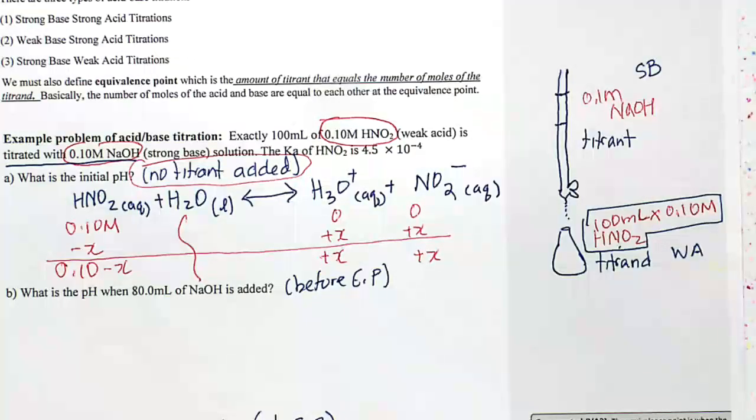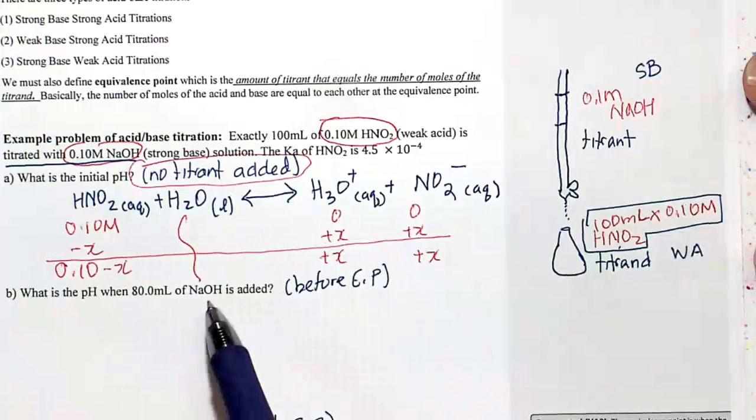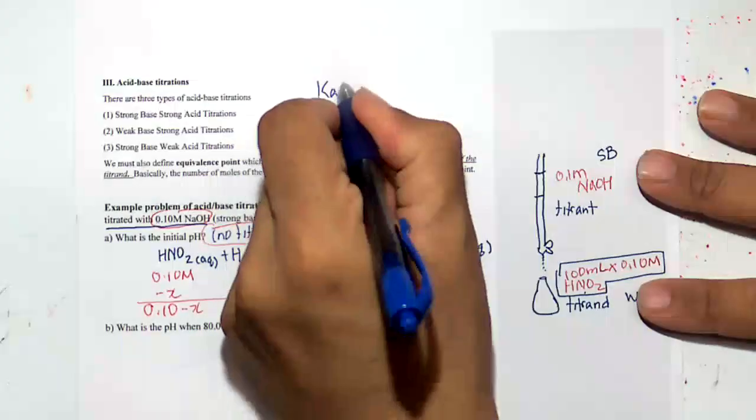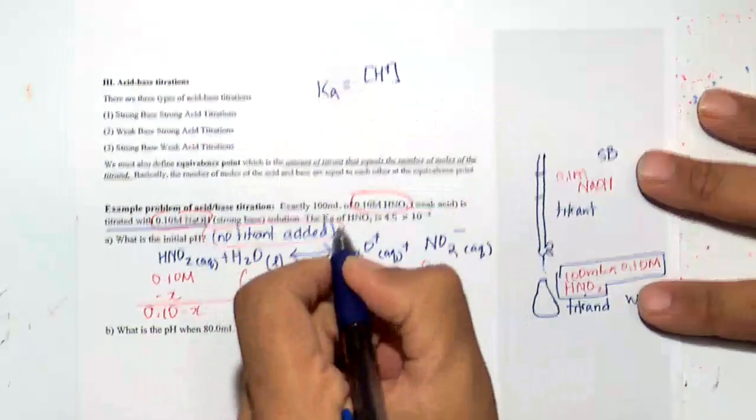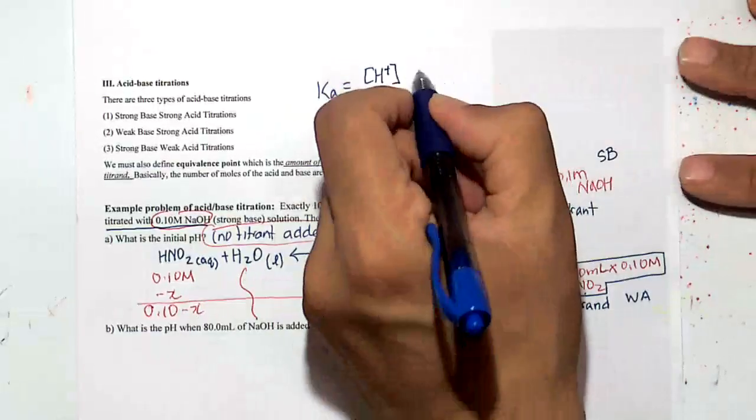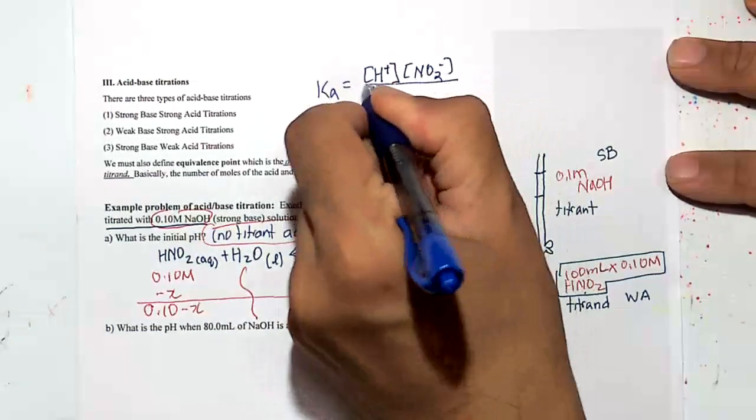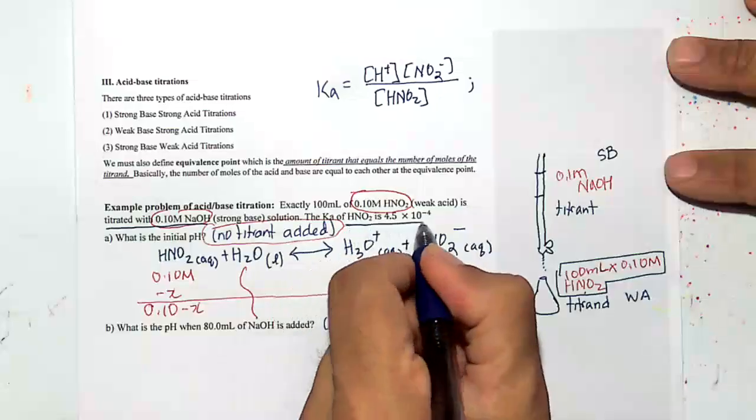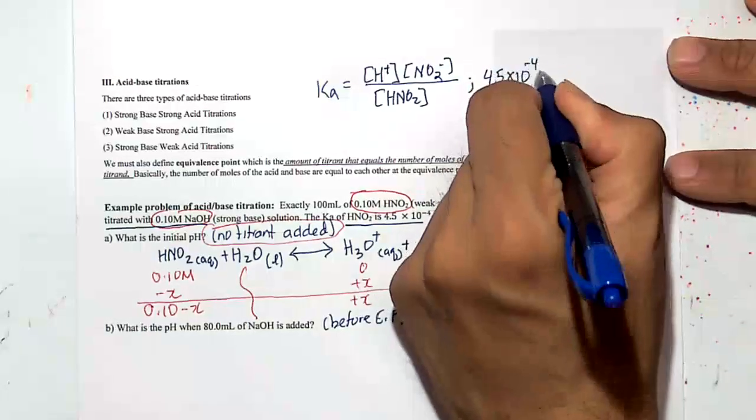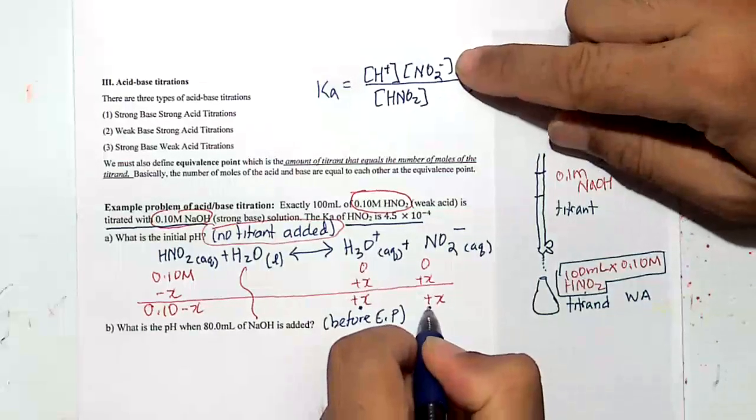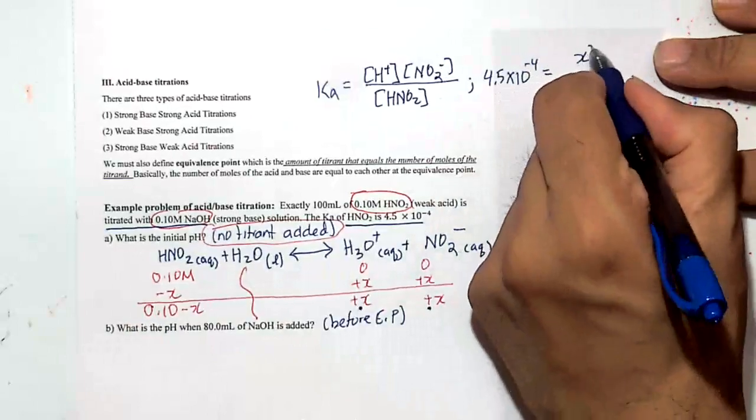Okay. So do you guys know how to do this now? All right. So we're going to plug this into our Ka. Okay, I'm going to move this up here. Ka is equal to [H+], which is just like H3O+, the way I'm teaching it, these are one and the same, times [NO2-] divided by [HNO2]. All right, the Ka, I'll give you the Ka. It's 4.5 times 10 to the minus 4. Okay, H3O+ is x. NO2- is x. x times x is x squared divided by 0.10 minus x.